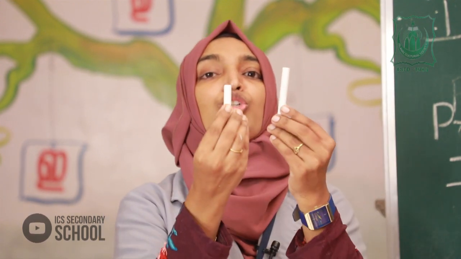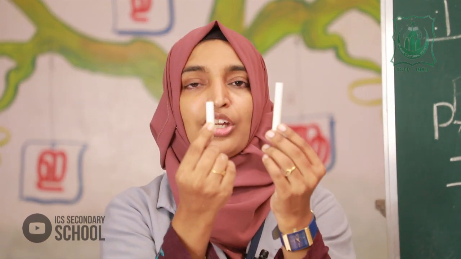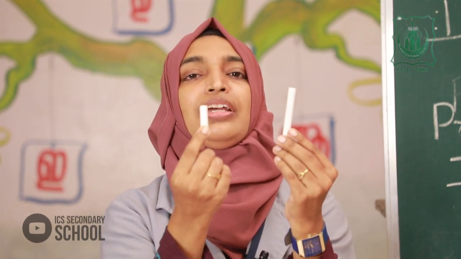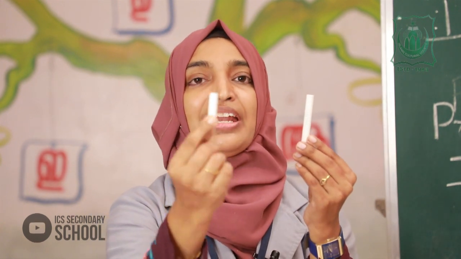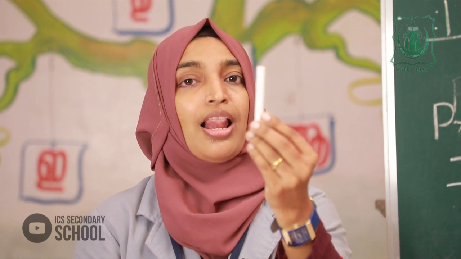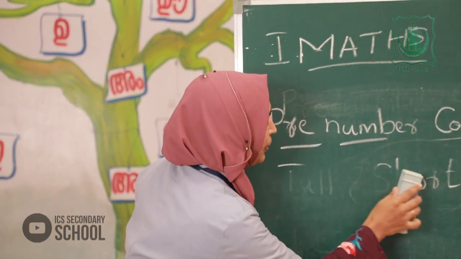I have two chalks in my hand. In my right hand and left hand, there are chalks. Can you see this? Which one is short? Yes, this chalk is short. In my right hand, there is a short chalk. And which is tall? This is the tall. Do you get the idea of tall and short? Okay. I draw something.